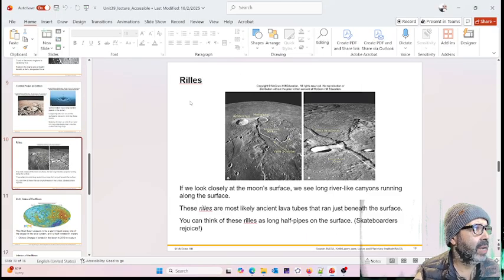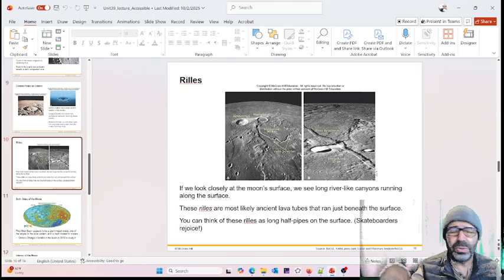In addition to that, you have these rilles, these lines in here that seem to stretch. It looks like rivers on the surface of the moon, but they are not. They are actually the flow, again, of the lava during that stage, and they left these kinds of marks on the surface of the moon.